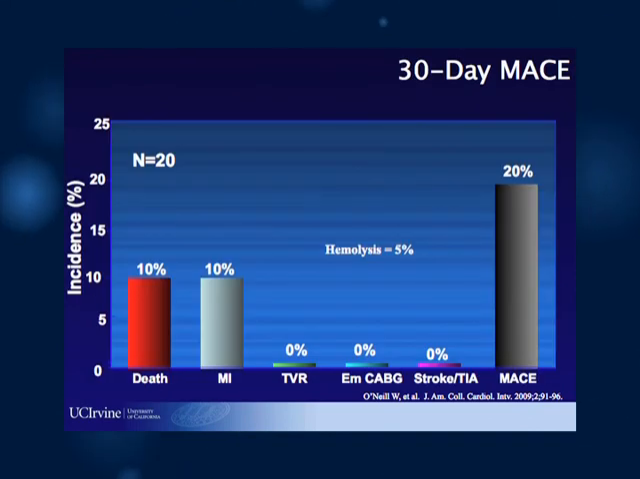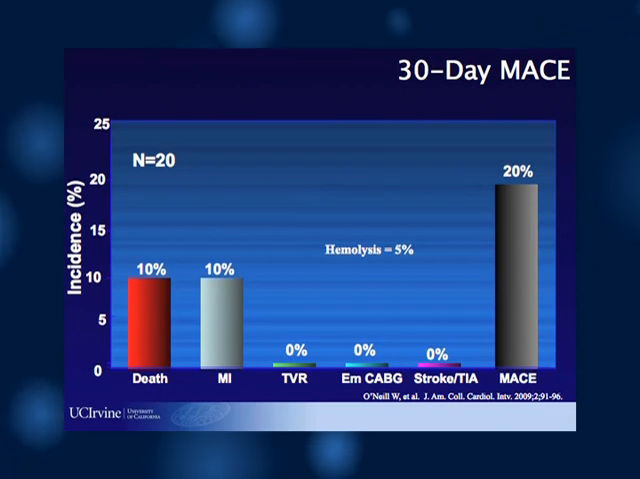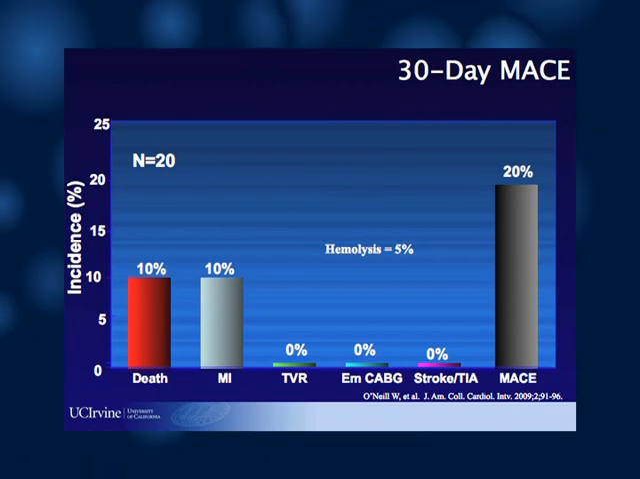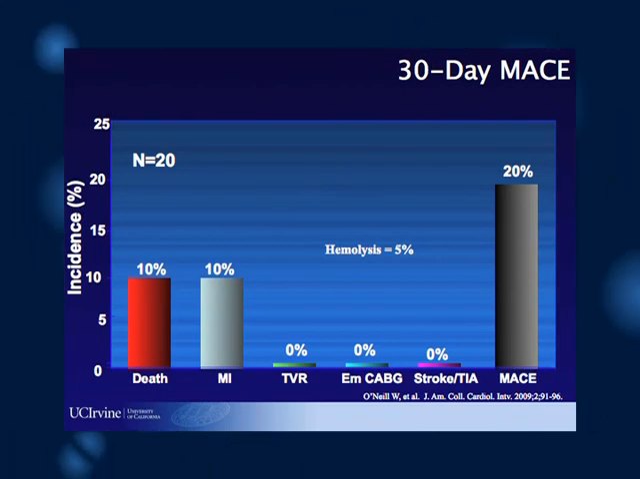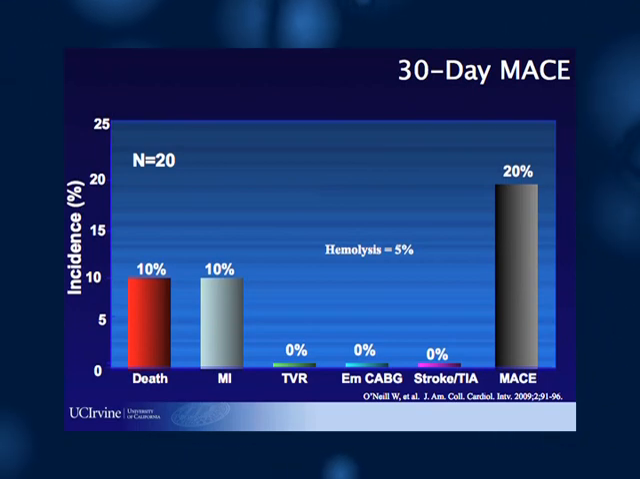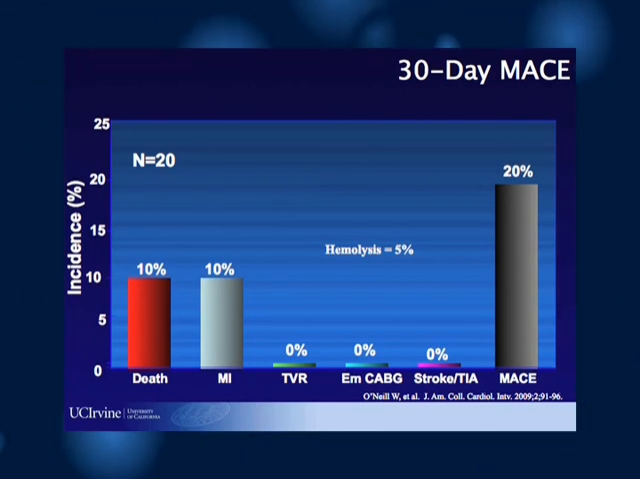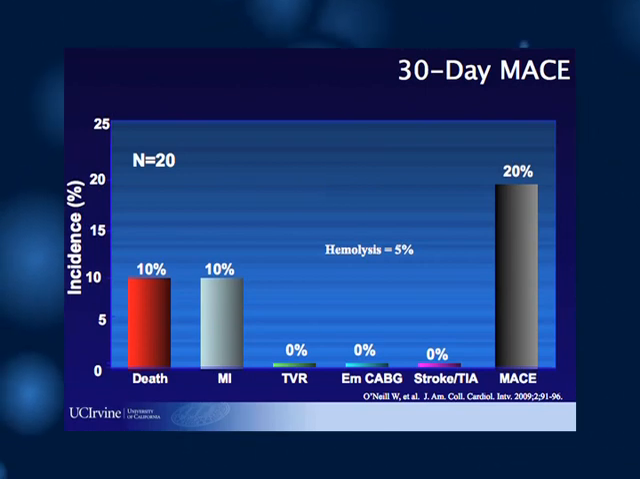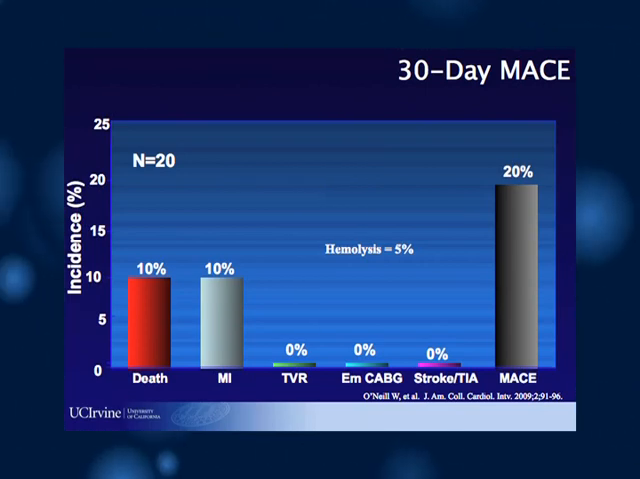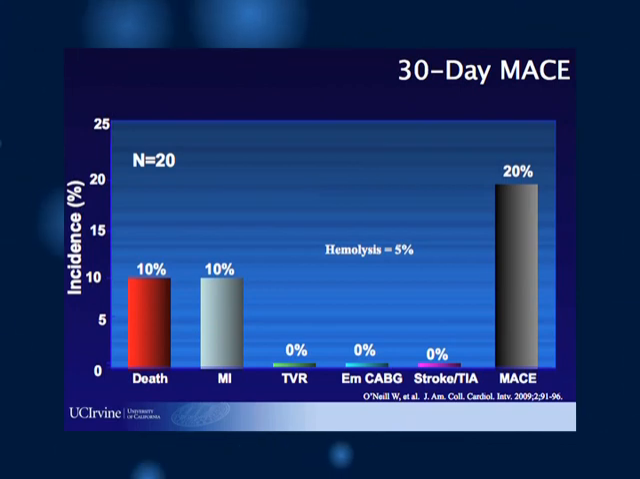The 30-day major adverse cardiac event rates demonstrated significant reductions in death and MI occurring at about 10%, zero target lesion revascularization and emergency CABG requirements, no strokes, and major adverse cardiac events occurred in about 20% of individuals, a significant number from historical controls.